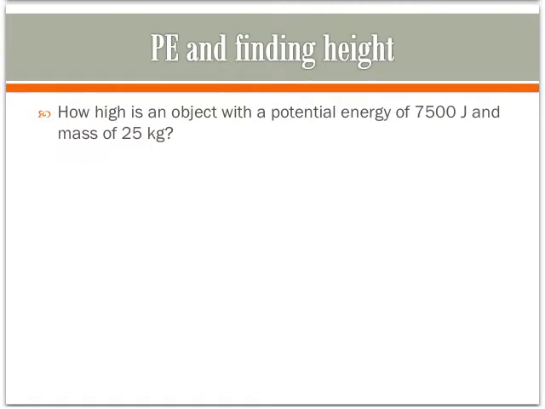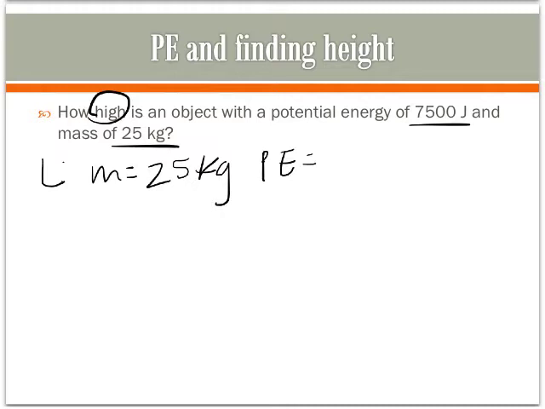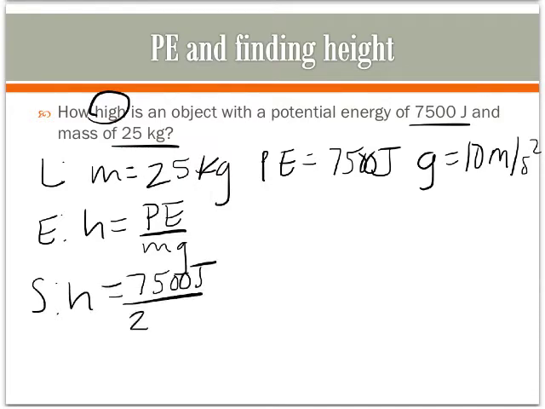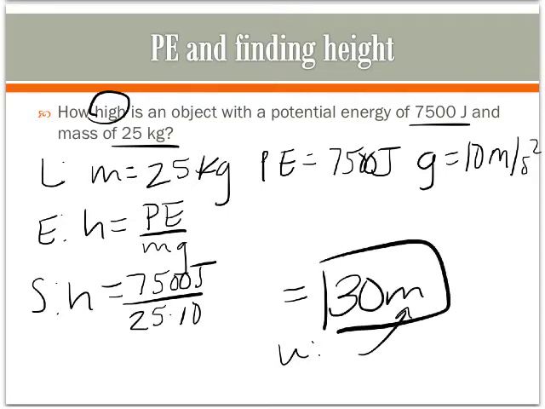All right, another equation you might have is going to be PE and finding height. We want to know how high an object is that has potential energy of 7,500 joules and has a mass of 25 kilograms. So our knowns: mass equals 25 kg, PE equals 7,500 joules, and you also need to make sure you remember your G. Our equation rearranged for height is PE divided by mg. If we plug in our knowns, we're going to have 7,500 divided by 25 times 10, or 7,500 divided by 250, and that's going to be equal to 30. And your units, because we're solving for distance or height, is meters.